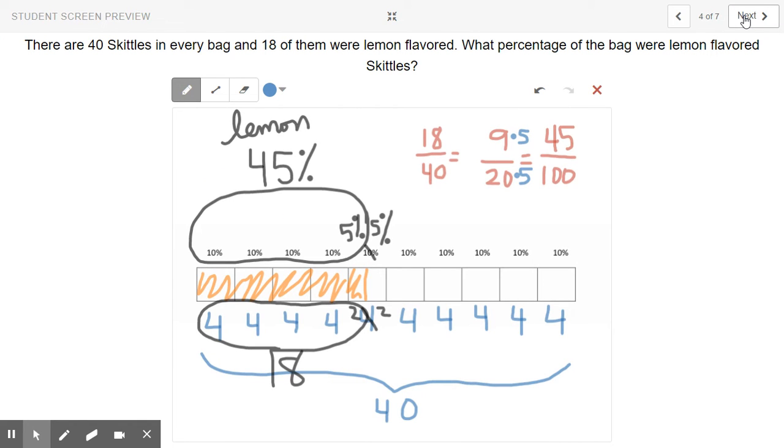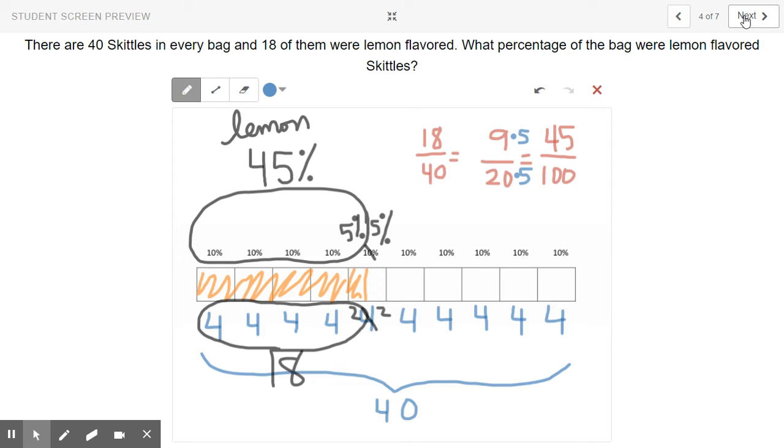There are 40 Skittles in every bag, and 18 of them were lemon flavored. What percentage of the bag were lemon flavored Skittles? So if I use the percent model, the whole thing's 40, each section's 4. We want to shade 18. So we colored 4 times 4 is 16. I need 2 more. So I had to cut the next box in half. So that became 2. So I added that up, that's 18. And if you add the percentage up, that's 45%.